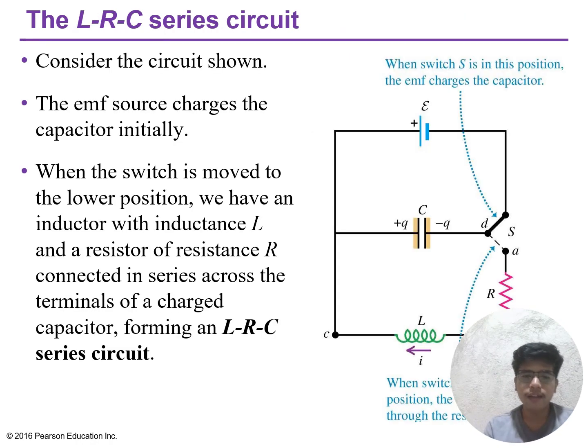Then for the LRC series circuit, a charge oscillation is created in two simple steps. First, when the switch S is in the top position, the battery, or the EMF source epsilon, is connected directly to the capacitor C, charging it to a maximum voltage V naught and charge Q naught, similarly to filling a bucket with water.